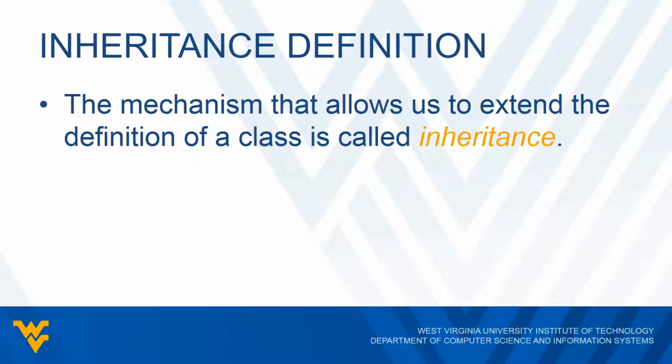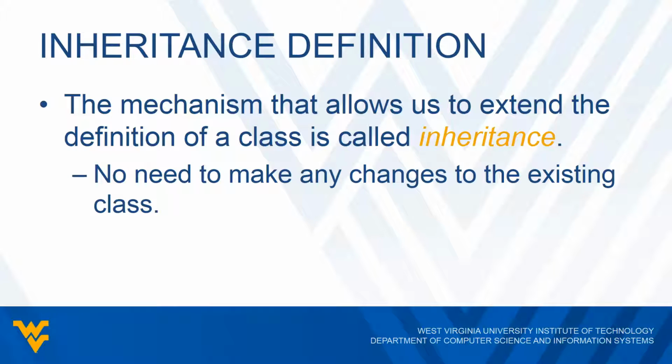And the key thing about this mechanism is that we don't have to make any changes to the existing class. So if we go back to our clock example, I don't need to make any changes to the clock class. I can just inherit the clock class into the new class that I create. And it's going to have the hour, the minute, the second, and the get time, set time, and all the other operations that were in that class. But I don't need to make any changes to the clock class at all.